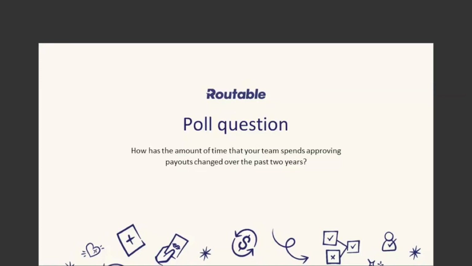36% of our attendees, Omri, are spending more time today on the payout approval process compared to 2 years ago. We asked our attendees, how has the amount of time that your team spends approving payouts changed over the past 2 years? 32% of our attendees say slightly more time, up to a 10% increase. 4% of you are spending significantly more time, 10% increase or more. That's a lot of time, Omri, 10% increase or more. What do you reckon is going on there?